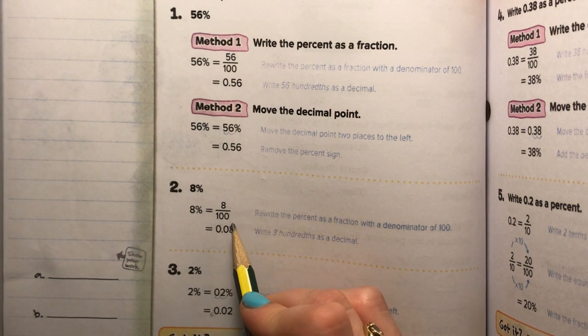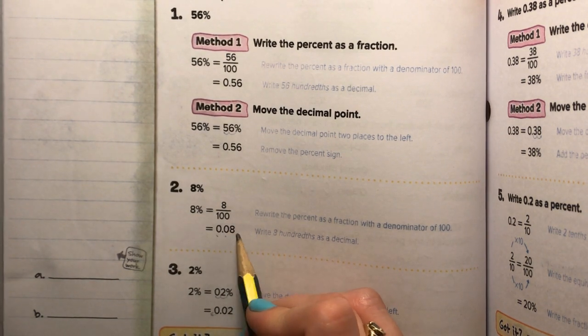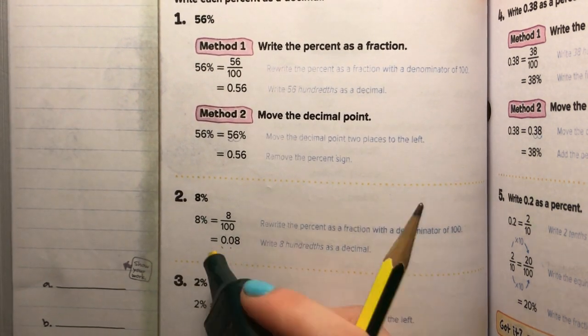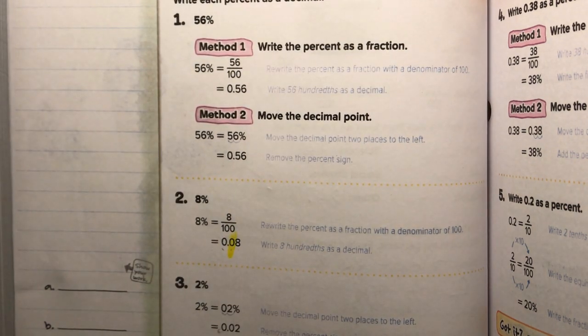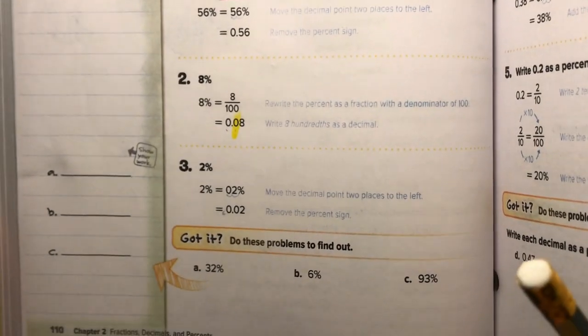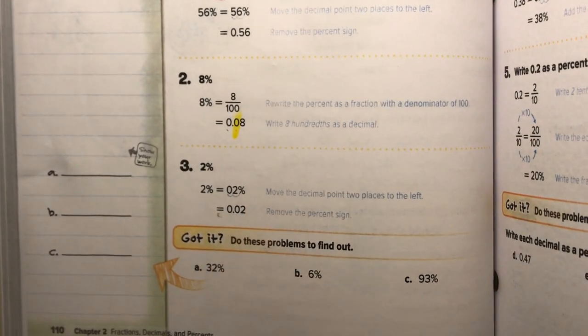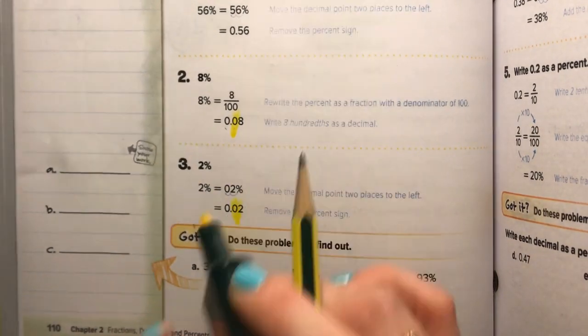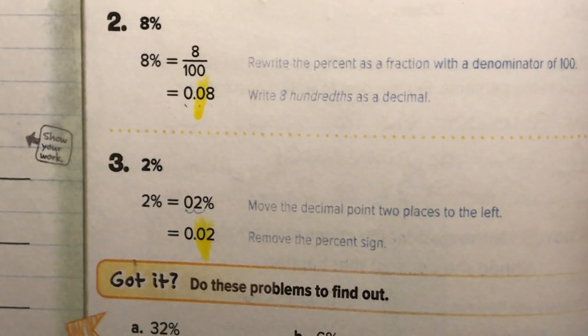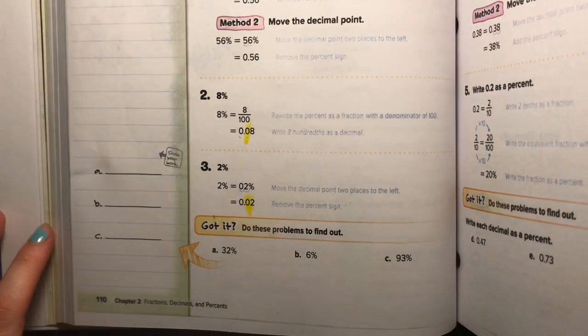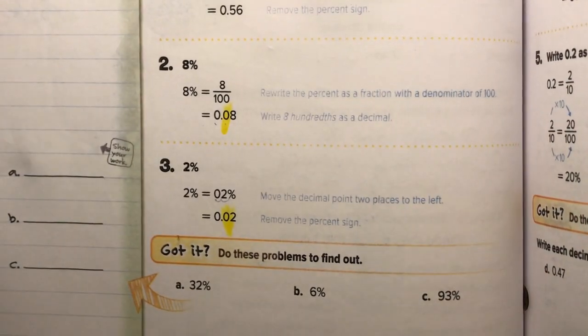8% is 8 out of 100, so it's 0.08. Make sure you get that 0 in there. It's really important. 2%, 0.02. Very important. Okay. All right, so do these problems to find out.